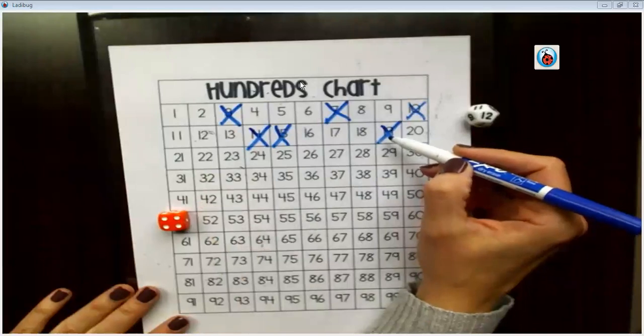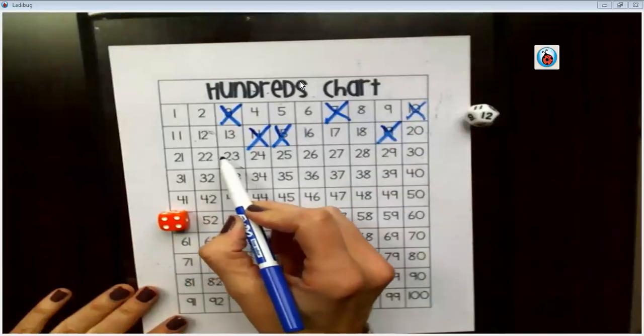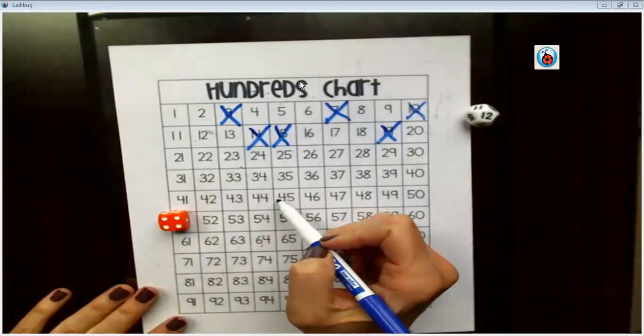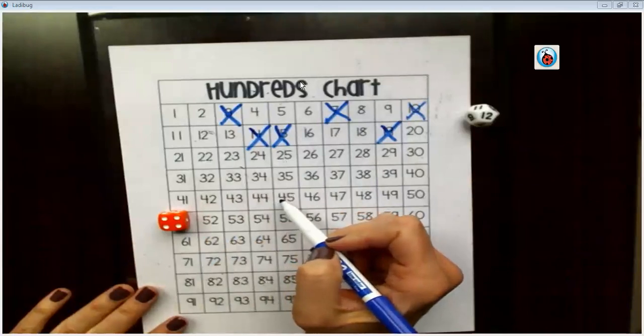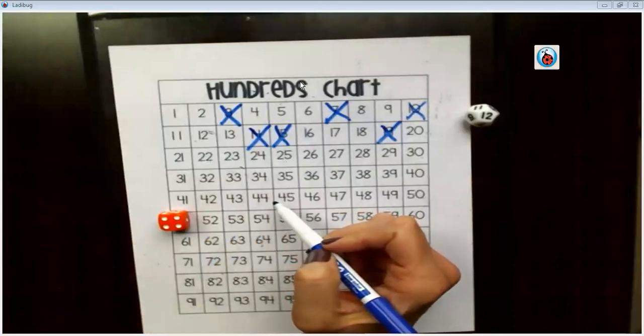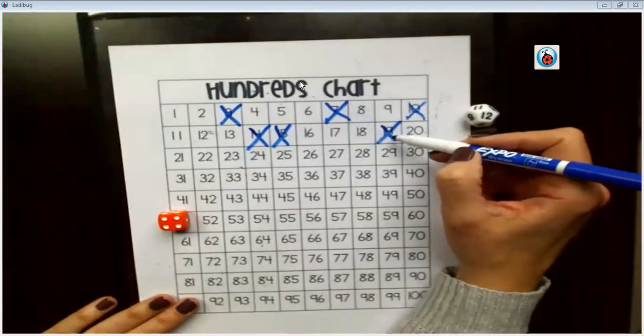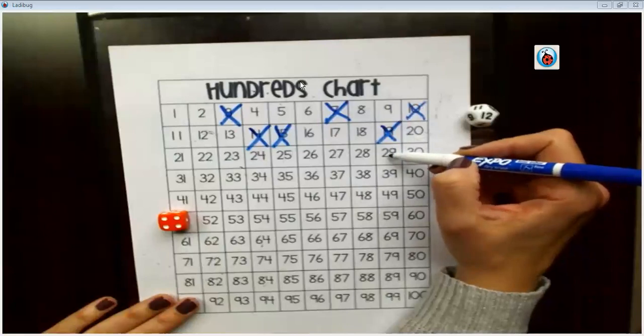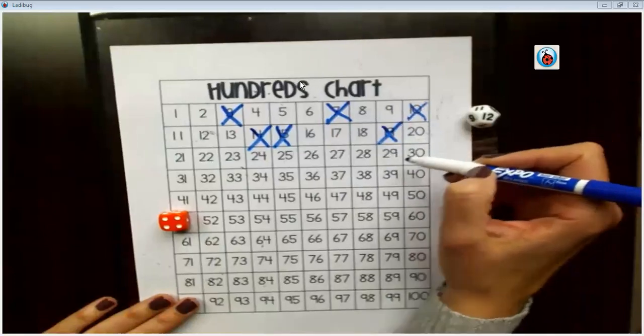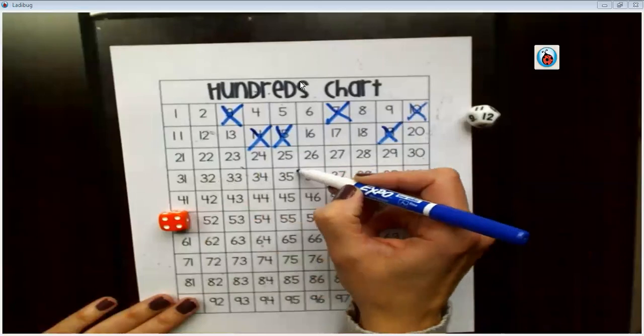Now, do I want a 3rd through 5th grader going 1, 2, 3, 4, 5, 6, all the way up to 16? That's not going to be the best strategy for them. Let's add 10 and then add 6 more. Hopefully by 3rd grade, they know that when you add 10, you go down 1 row on a 100 chart. So there's 10 plus 6 more. 1, 2, 3, 4, 5, 6.